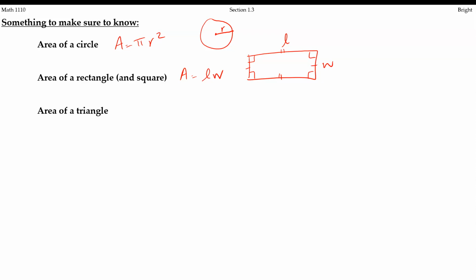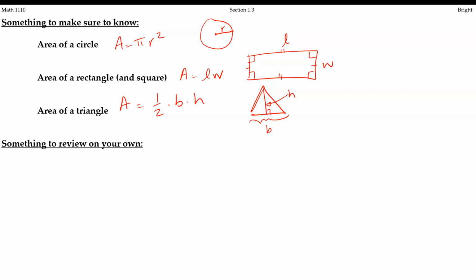Area of a triangle is 1/2 b times h, base times height. The triangle looks like this. We have this altitude, this is called our height, and then this distance along here is not h, it's b. Just a reminder on some of that if you happen to need it.